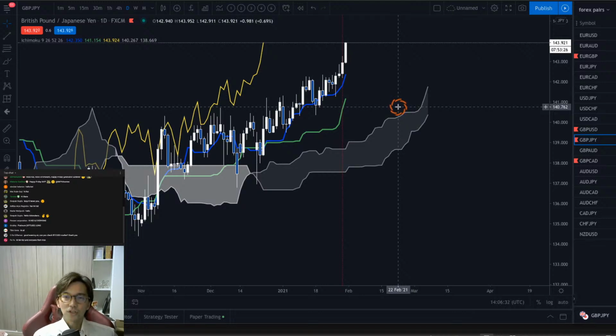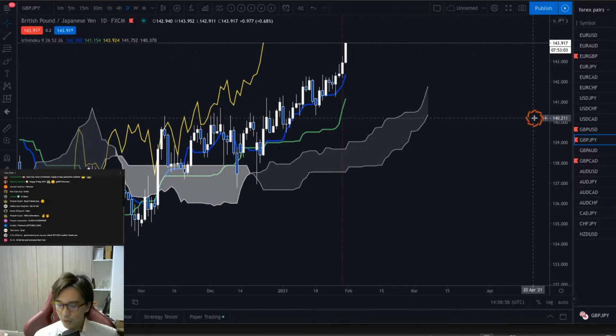Yesterday I did the live stream on this Pound JPY, and I showed you where to buy. And the market actually went in that direction, and it is still going up at the moment. So I think this is still a good one to look for the buy chance. This is the clear uptrend, Pound JPY.